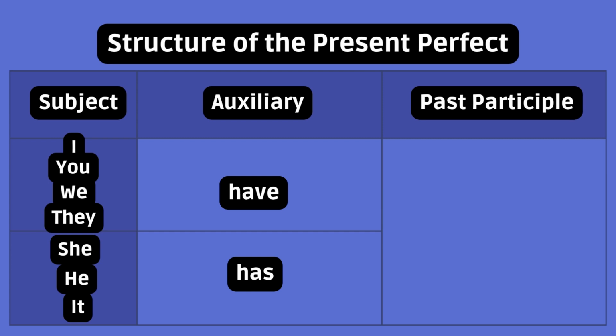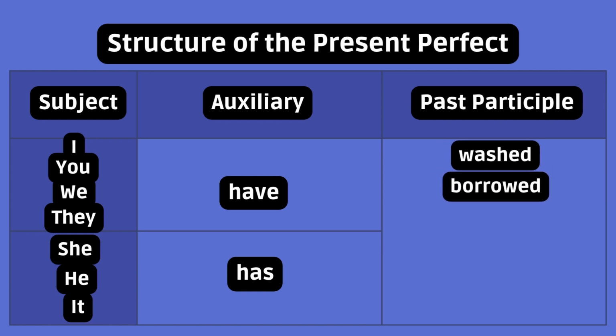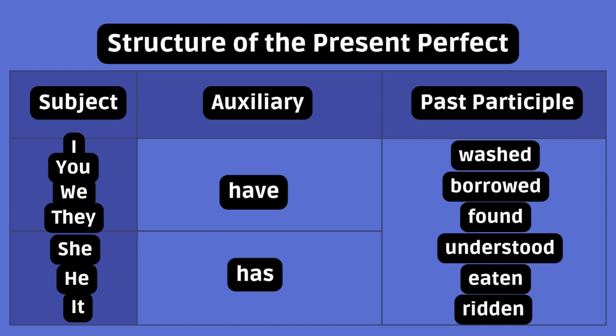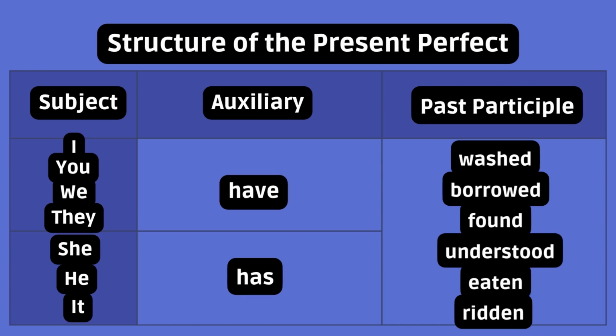That third form is either ed for regular verbs like washed and borrowed, and for irregular verbs it might be similar to its past simple form like found and understood, but they can also be different, like eaten and ridden. Unfortunately, you'll have to remember these irregular forms. Sorry about that. Still, the structure is pretty straightforward, and you can recognize it when you see have or has followed by a past participle.